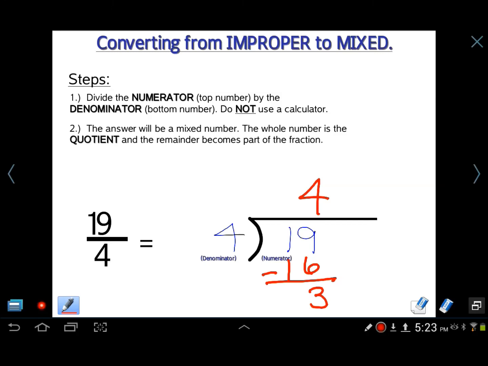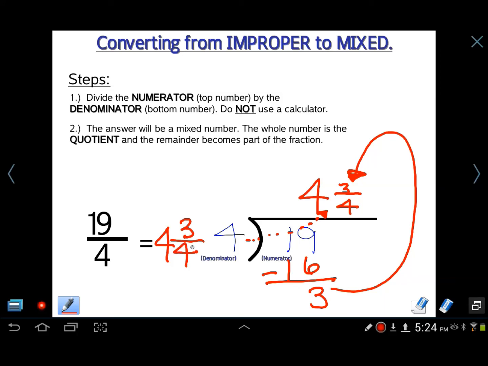Now there's no other numbers to bring down. Now I'm going to leave a mixed number as our answer. The mixed number is made by taking the remainder and putting it in the numerator. And the divisor just goes back to where it was. So the 3 is right here, and the 4 is right there. So this equals 4 and 3/4.